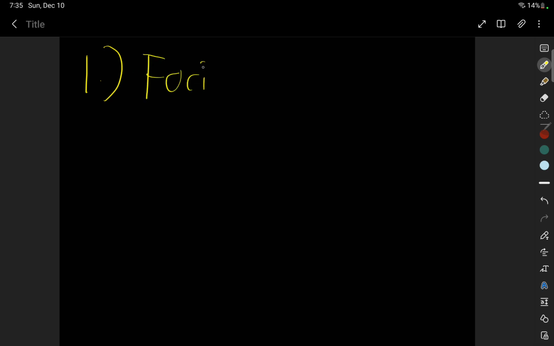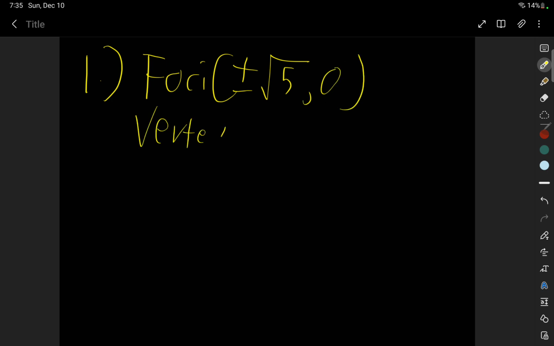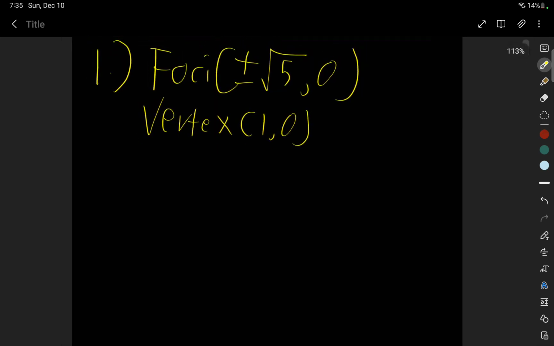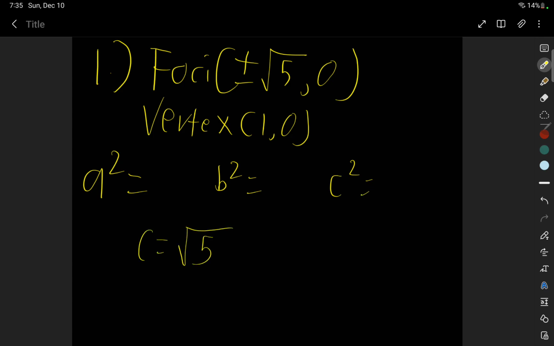So, number 1, meron kang foci na positive, negative, square root of 5, 0. Tapos, meron kang vertex na nasa 1 and 0. So, tandaan natin that the foci and vertices lie on the same axis. Okay, so ang ating foci, yan ay si value of C. So, lagyan natin dito ng A squared, B squared, C squared. Ang foci natin is the square root of 5, which is equal to C.